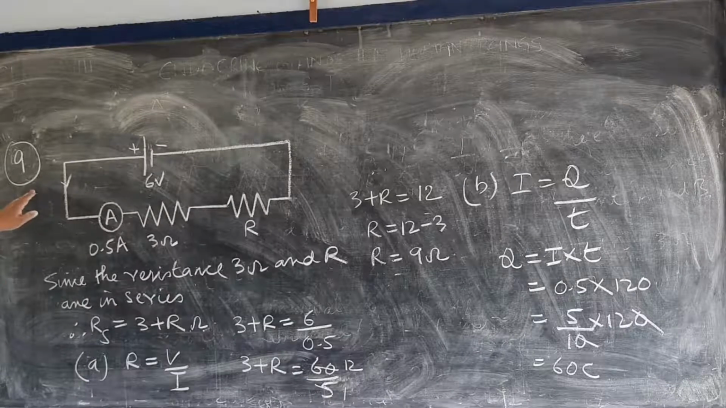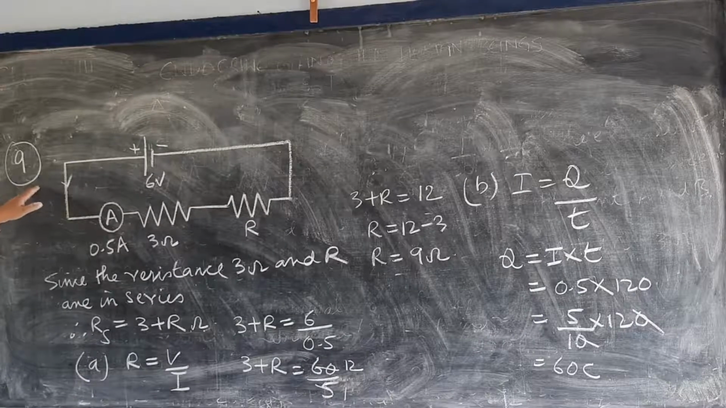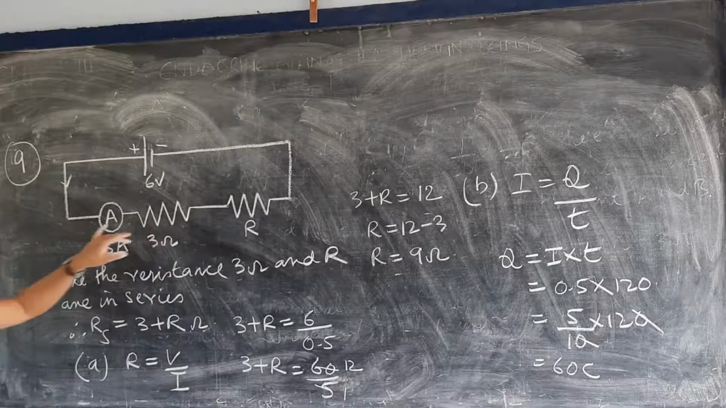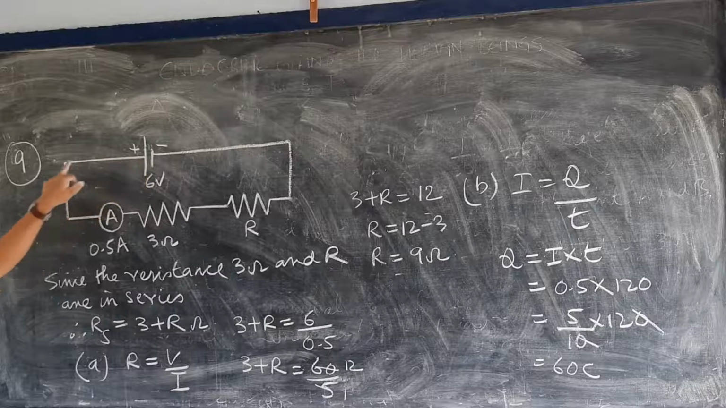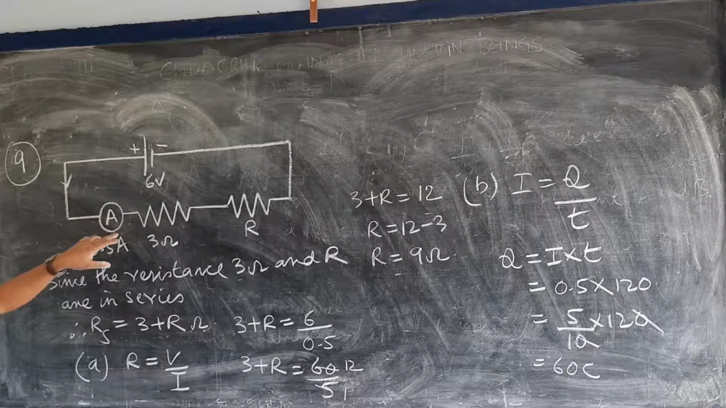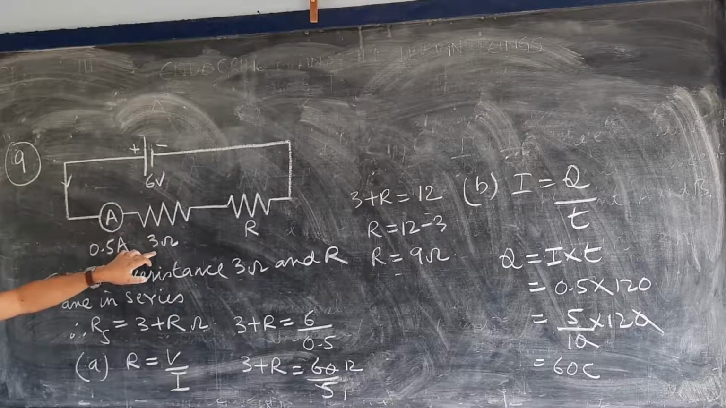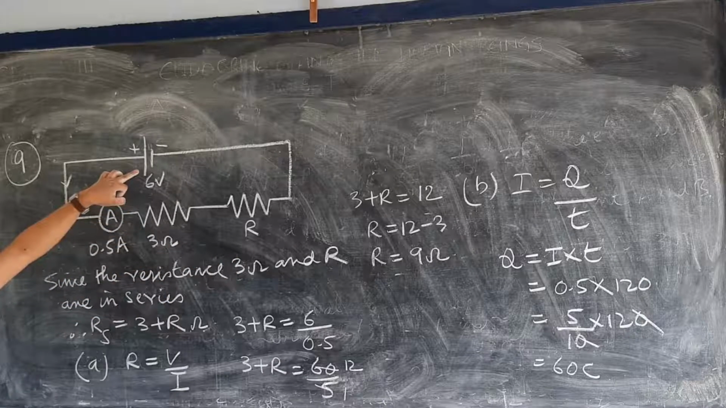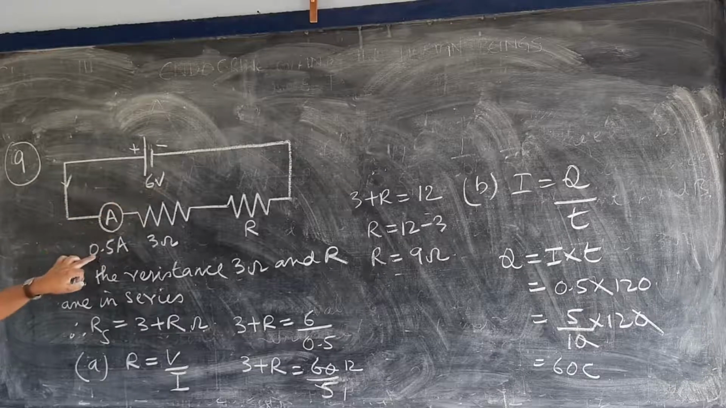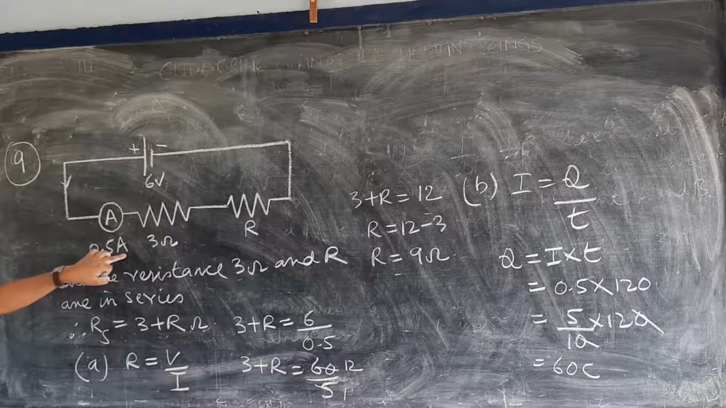Now let us come to the next question, question number 9. In question number 9, there is a figure, and this is the electric circuit. This is the cell, and the cell is connected with an external circuit having resistances 3 ohm and R. The terminal potential difference of the cell is given as 6 volt, and the current is given as 0.5 ampere.